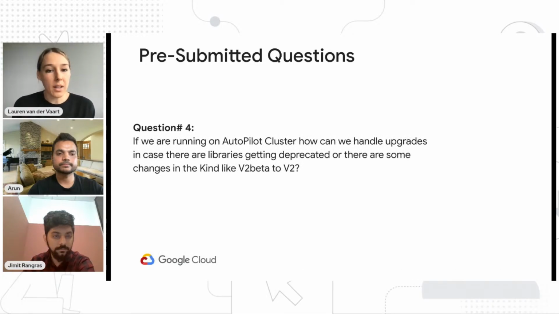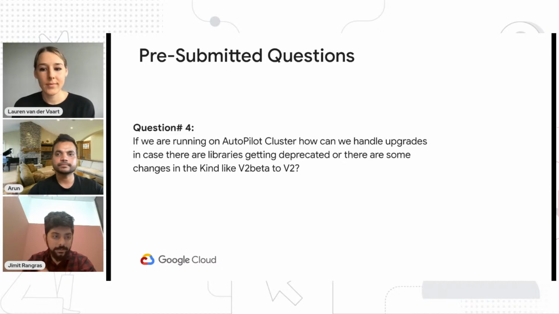If we are running on an Autopilot cluster, how can we handle upgrades in case there are libraries getting deprecated or there are some changes in the kind, like v2beta to v2? I think the answer remains the same. We use insights and deprecations. Autopilot cluster, as Jimit mentioned, is like serverless Kubernetes, right? By default, it has surge upgrade. Blue-green cannot be applied, but it's all underneath. You do not have control over how the node pools are upgraded because there are no node pools. So coming back to deprecated APIs in Autopilot clusters, use the insights and deprecations.